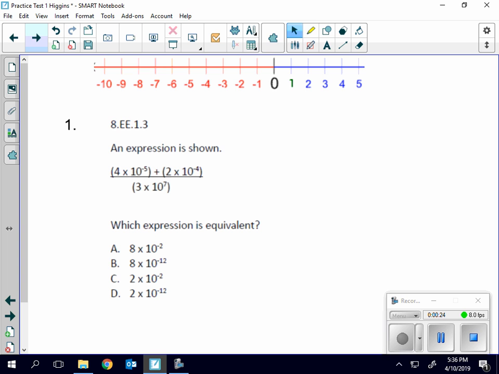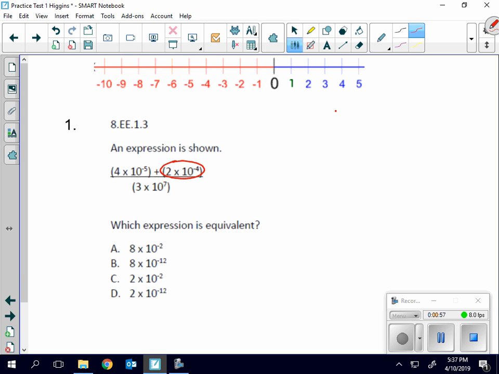Number 1, we have an expression here and we want to evaluate it. All right. In the numerator, we have some addition. We're going to add these things together. In order to add scientific notation, they have to have the same power of 10. As you can see, they do not have the same power of 10, so I need to change one. It really doesn't matter which one we change.